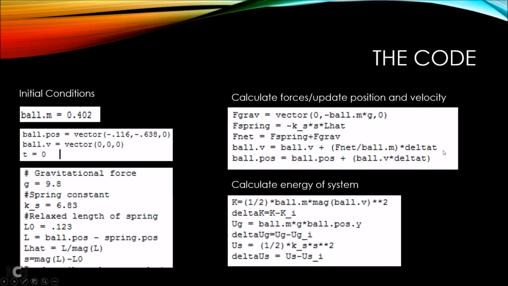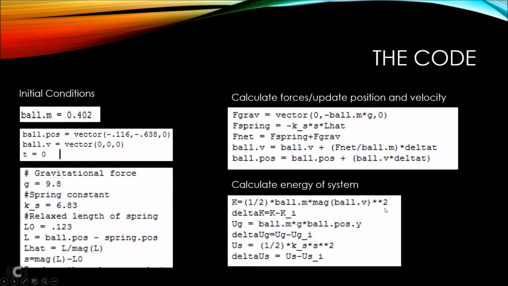the spring's final length. Next, we have to calculate the forces acting on the ball and update its position and velocity. To do this, we calculate the force of gravity and spring force and add them together to determine the net force acting on the ball. And once we know the net force, we can then use it in Newton's second law to calculate the updated velocity and position values.